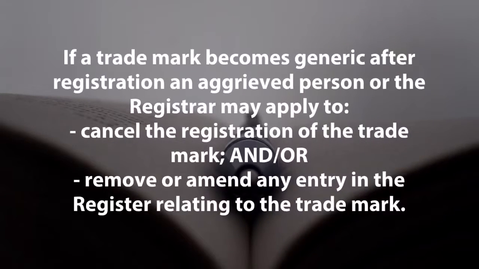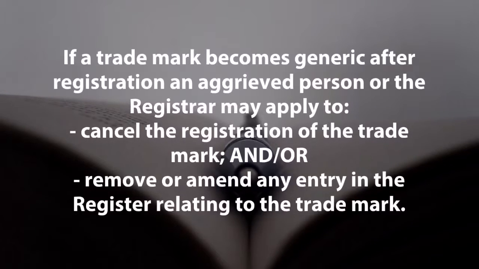Section 87 of the Trademarks Act provides that an aggrieved person or the trademark registrar may apply to cancel a trademark and/or remove the registration of a trademark that has become generic after registration.